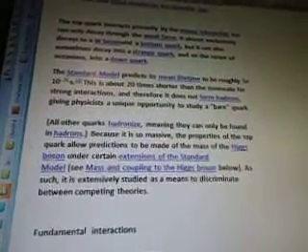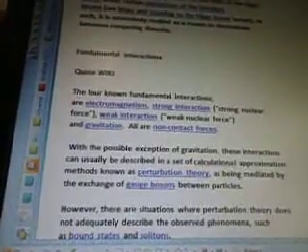The standard model predicts its mean lifetime to be roughly 5 times 10 to the minus 25 s. This is about 20 times shorter than the timescale for strong interactions, and therefore it does not form hadrons, giving physicists a unique opportunity to study a bare quark. All other quarks hadronize, meaning they can only be found in hadrons. Because it is so massive, the properties of the top quark allow predictions to be made of the mass of the Higgs boson under certain extensions of the standard model. See mass and coupling to the Higgs boson below. It is extensively studied as a means to discriminate between competing theories. Fundamental interactions, quote Wiki.